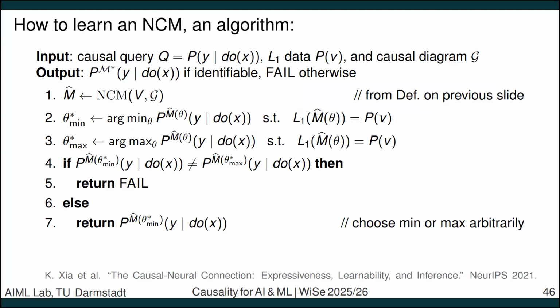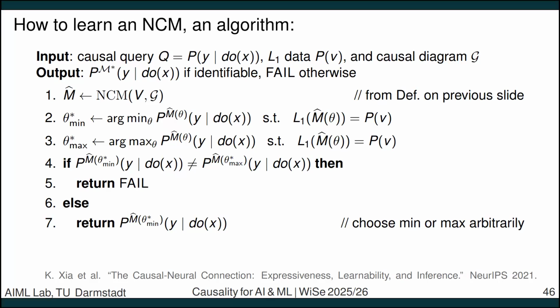So this might first sound or look a bit intimidating, but it's really very simple. So we do exactly this, but now from a more machine learning perspective. So in the first step, we define our neural-causal model according to the causal variables and the causal graph that we have. So this is basically setting up this graph structure and defining the neural networks. And then in the second and third step, we do two things.